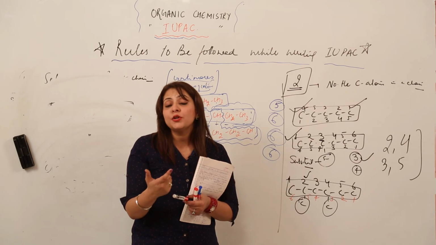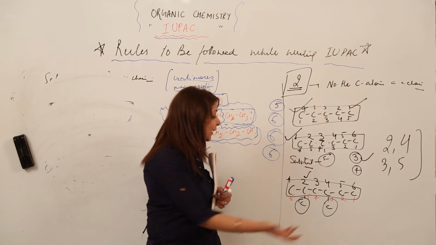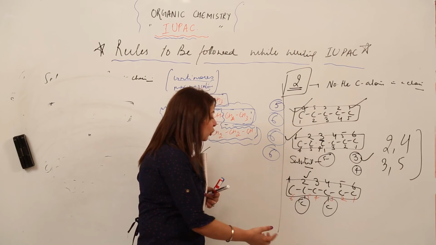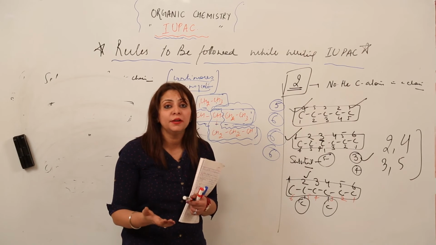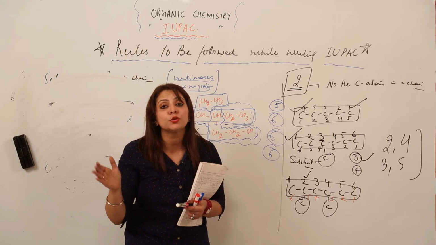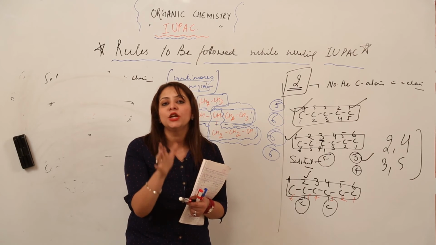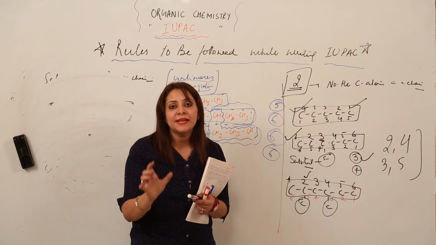But what rule will you apply if more than one substituent is present? As you can see in this example, we have 2 substituents. So which substituent will get the lowest number? What will we be doing? We will be following the lowest set of locants rule. There is a rule that states the lowest set of locants. Write in your copy, it is the lowest set of locants.